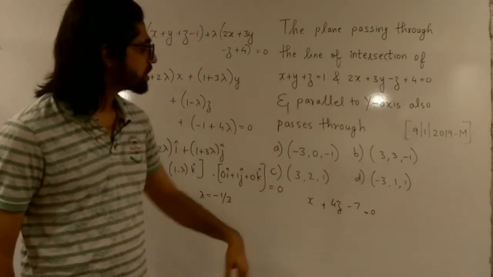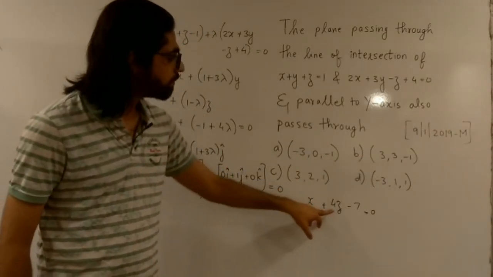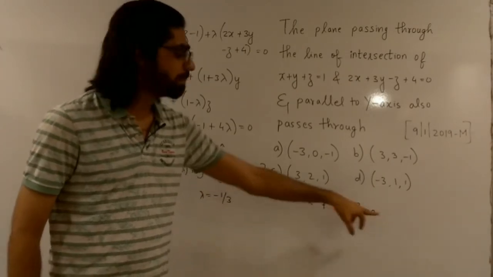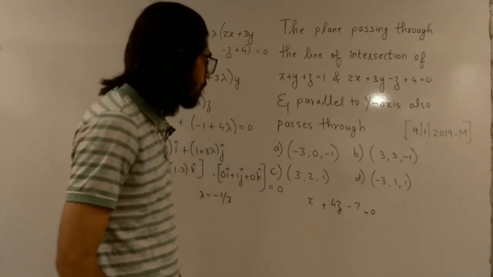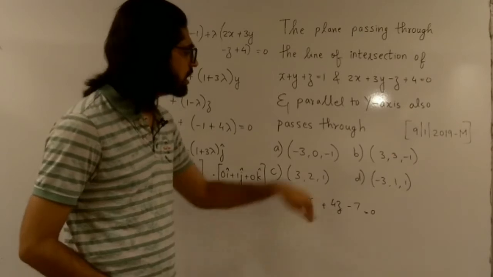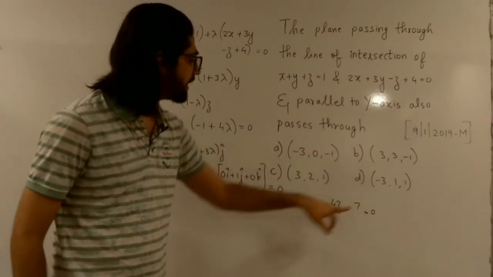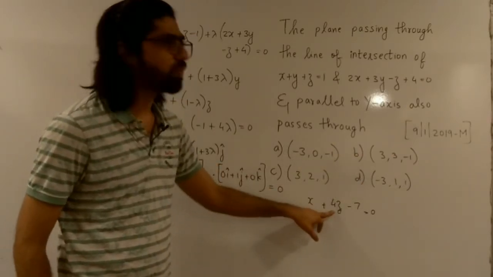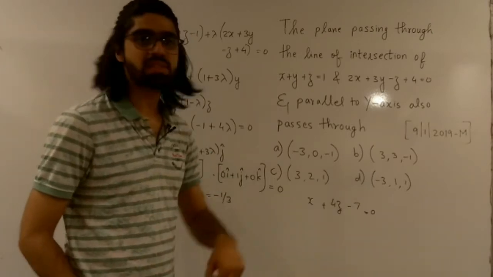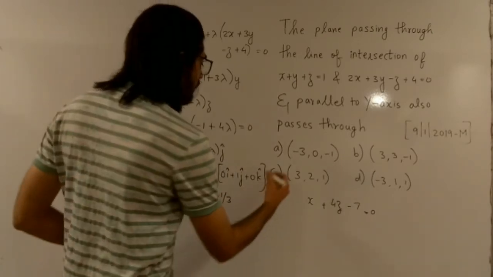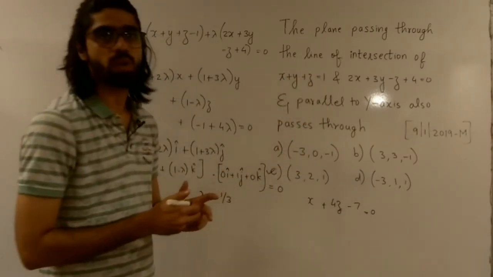Check for option C. 3 plus 4, that is 7, minus 7 equal to 0. Yes, option C might be the right answer. Check for the last one. And then I have minus 3 plus 4, which is 1. 1 minus 7 is minus 6, not equal to 0. And that is why option C for this question is the right answer.